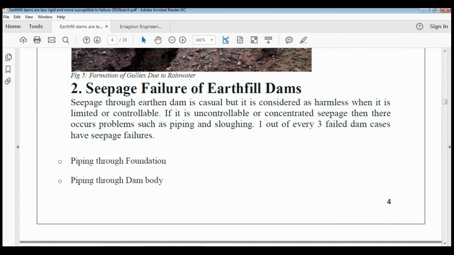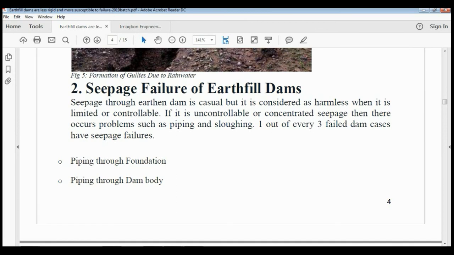Now the second type of failure is seepage failure of the earthen dam. Seepage is normally casual, but it should be controllable. Normally in an earthen dam, seepage is a common thing, but it should be limited or controllable. If it is uncontrollable or concentrated seepage, then problems such as piping or sloughing occur.